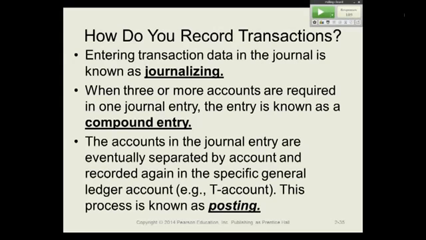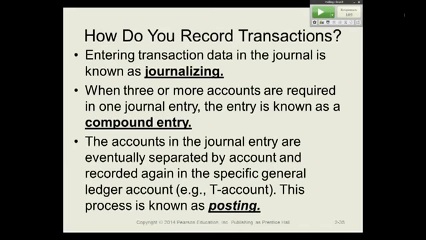On a quiz on Friday, if I tell you that I want you to journalize something, it means you enter something into the general journal. And if you involve more than 2 accounts, it's called a compound entry. What was an example of a compound entry in our accounting equation?